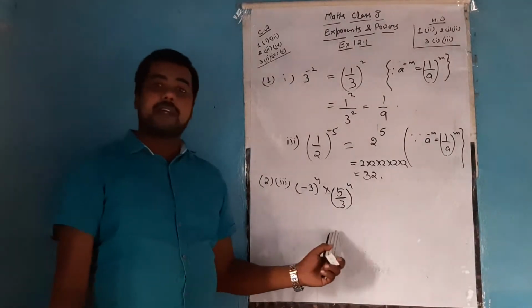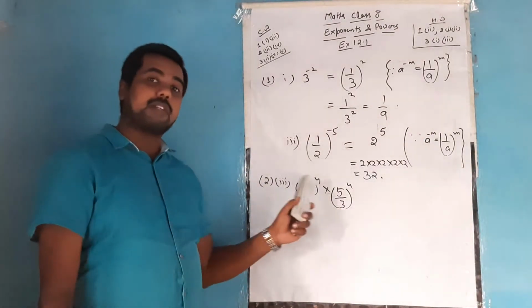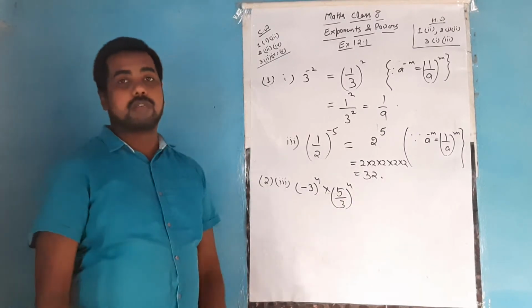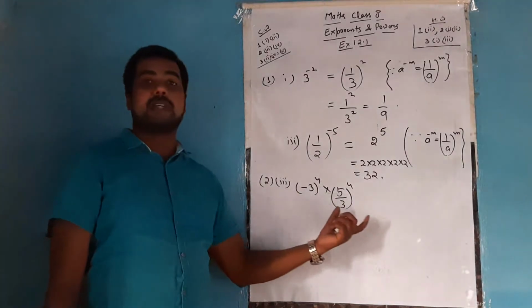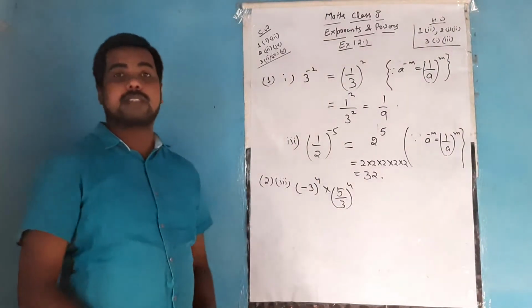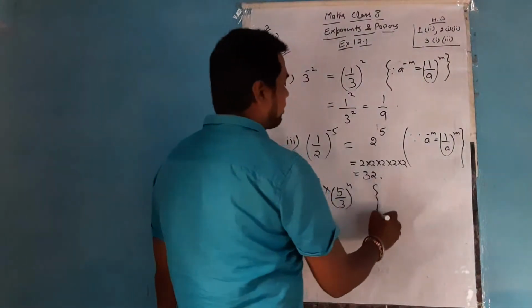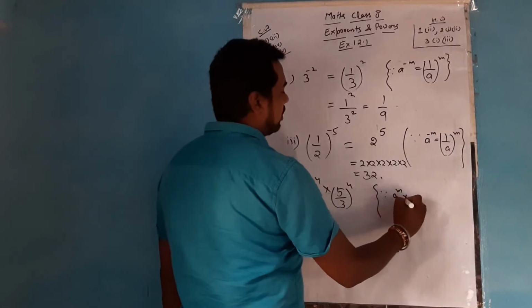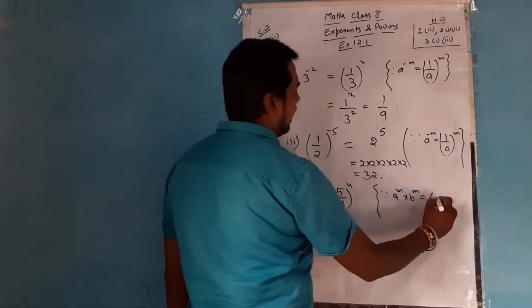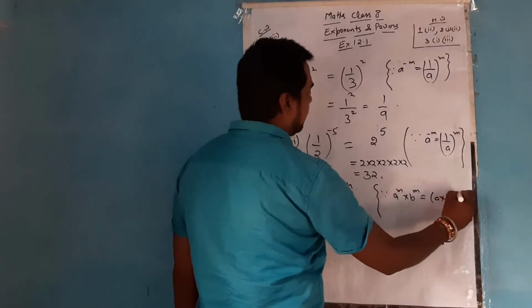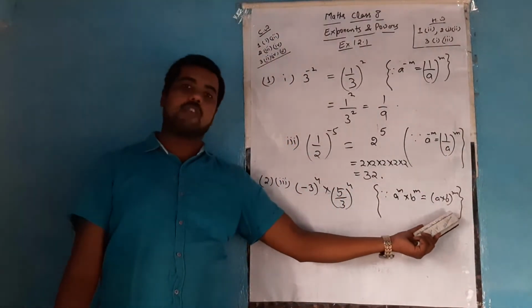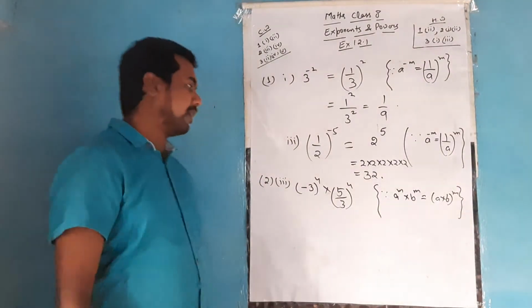Which law would be applied here? As you are seeing, the powers are the same but the bases are different. If you remember the fourth law, which I told you, when the bases are different and the powers are the same, we will keep the bases in the form of product. Since a to the power m into b to the power m is (a into b) to the power m, we will keep the bases together in the form of product, keeping the same power.